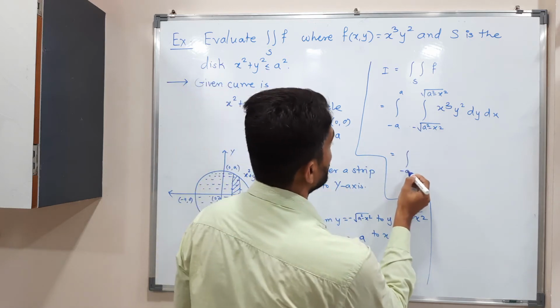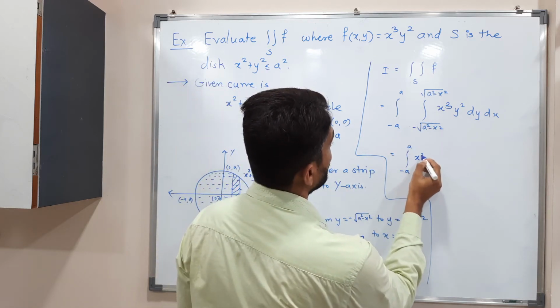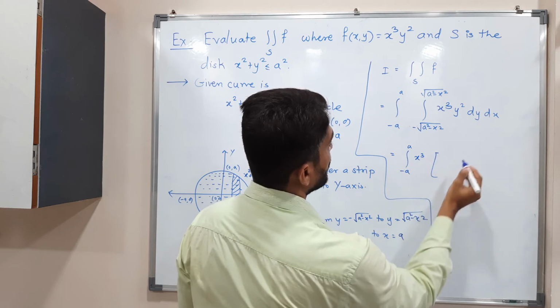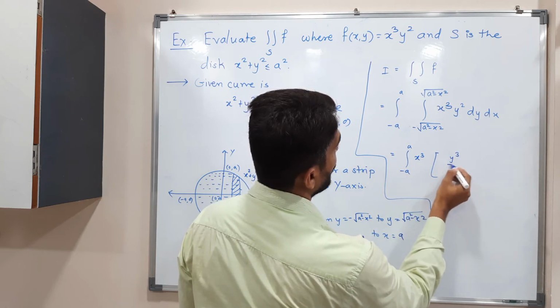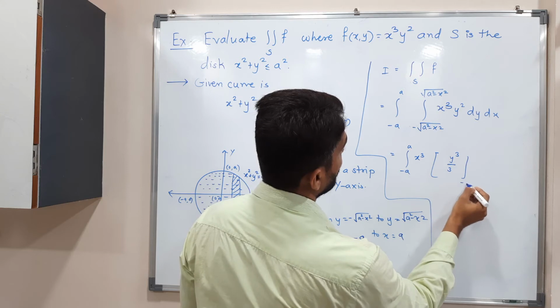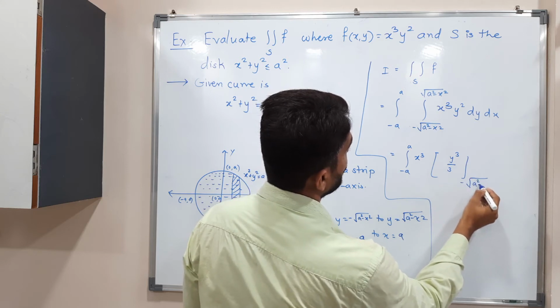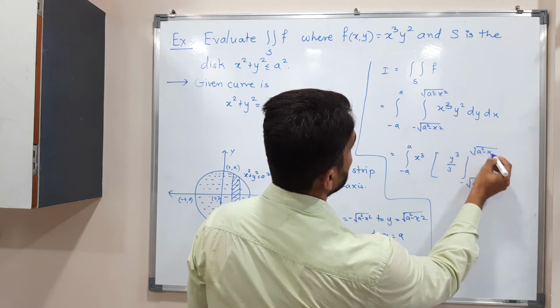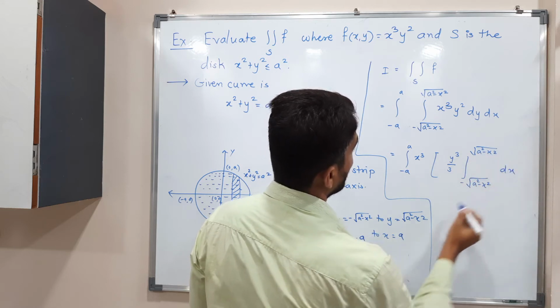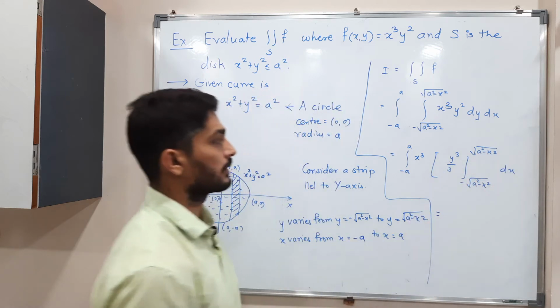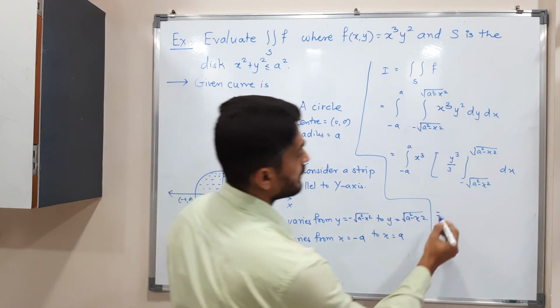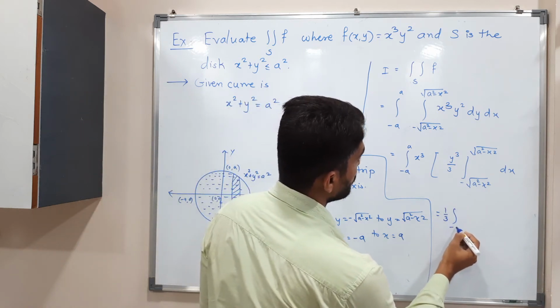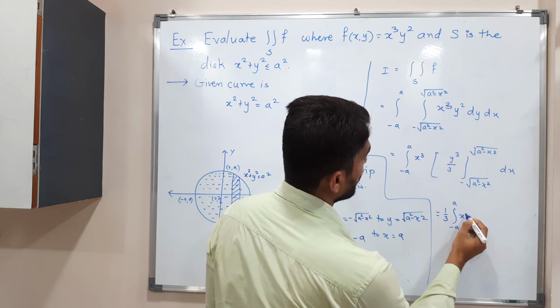So the integration from minus a to a, x cube will come outside. Simply we have to take the integration of y square. It is y cube by 3, from minus root a square minus x square to root a square minus x square, dx. See here, 1 by 3 is constant. I am taking 1 by 3 outside. Integration from minus a to a of x cube.